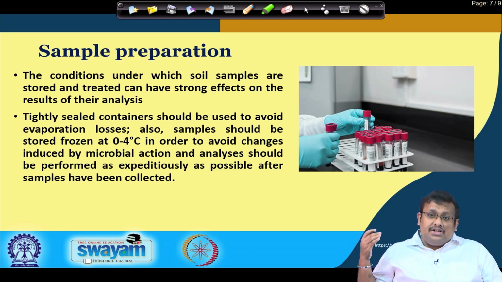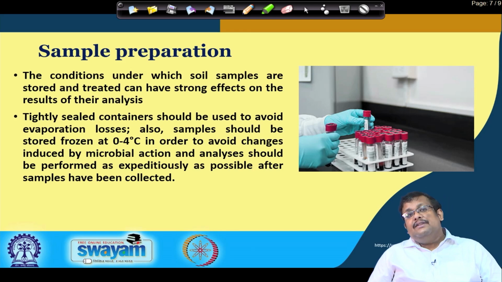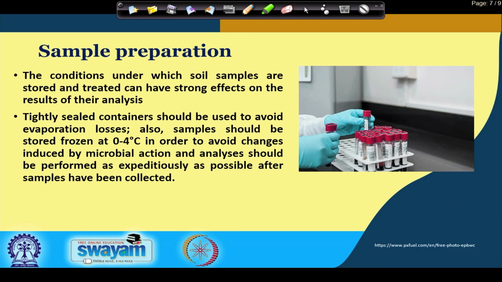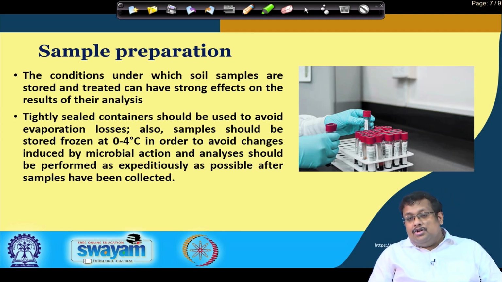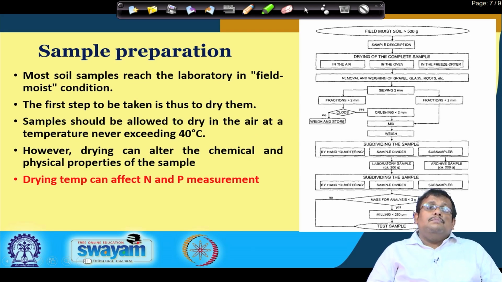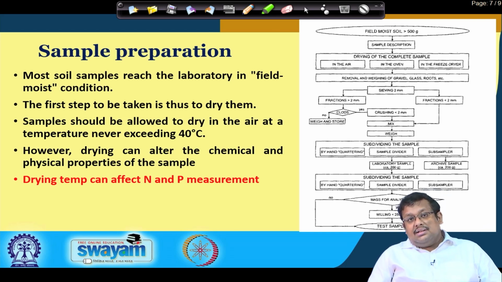Now, to stop that microbial activity, generally the scientists keep the soil samples tightly in vials at 0 to 4 degree centigrade and store them, and analysis is generally done as soon as possible after samples have been collected, so that no substantial changes occur. Now, remember that most samples reach the laboratory in field moist conditions.